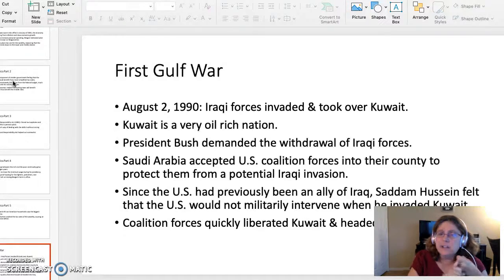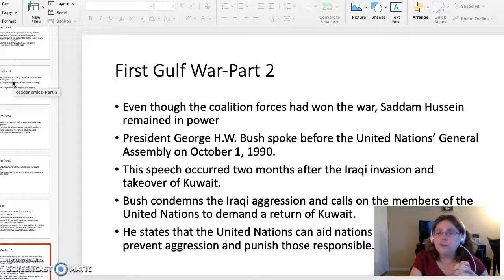Saddam Hussein, the leader of Iraq, dared to invade and take over Kuwait because the U.S. had previously been an ally of the Iraqis. Well, he miscalculated because we became involved. Coalition forces quickly liberated Kuwait and headed into Iraq. Even though coalition forces had won the war, Saddam Hussein remained in power.